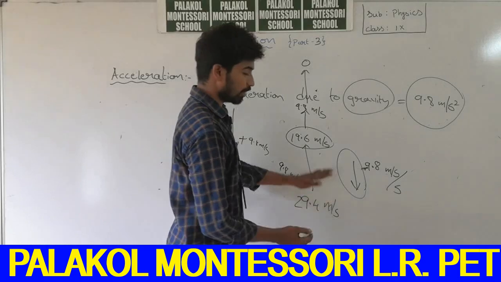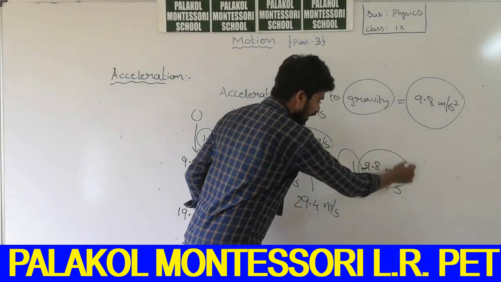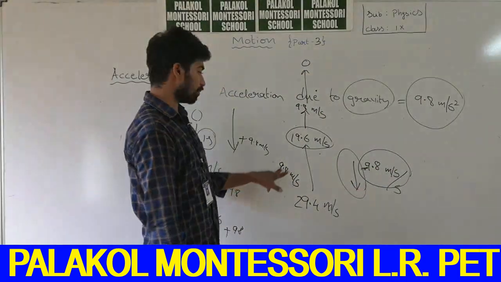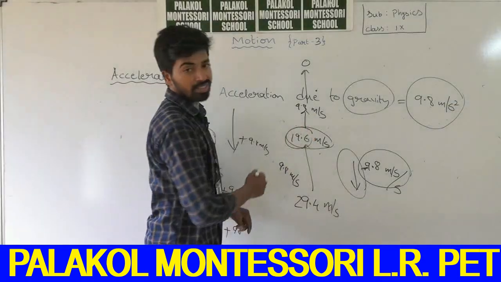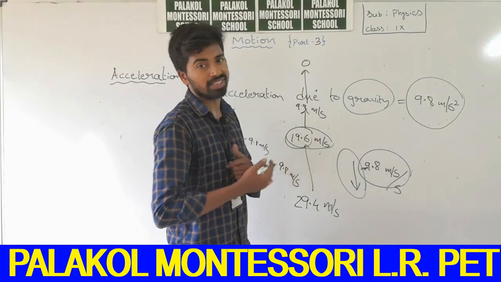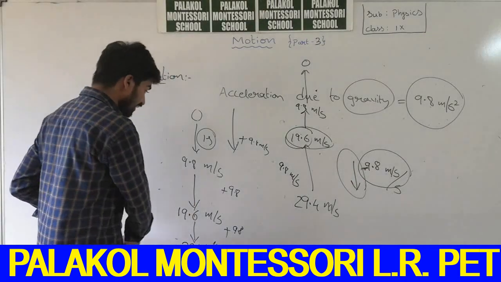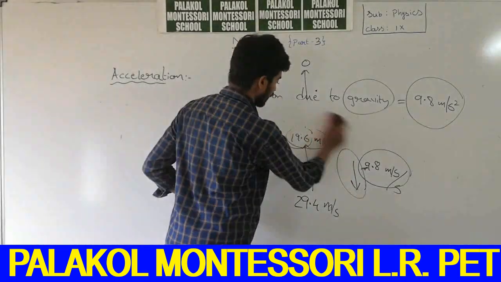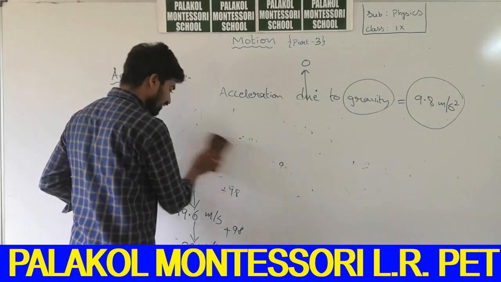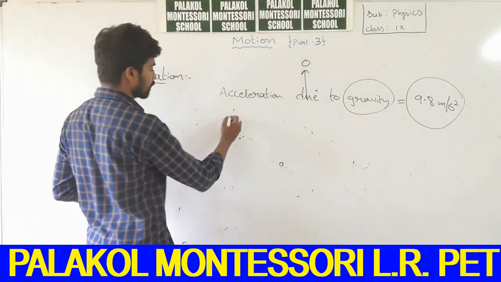In this case, when the object is thrown in the upward direction, the speed is decreasing and hence you have to take acceleration as negative. Why? Because 29.4 minus 9.8 is equal to 19.6. Due to the opposite direction of the acceleration, the speed is decreasing. This negative acceleration is called deceleration. Acceleration means increasing of speed. Deceleration means decreasing of speed.